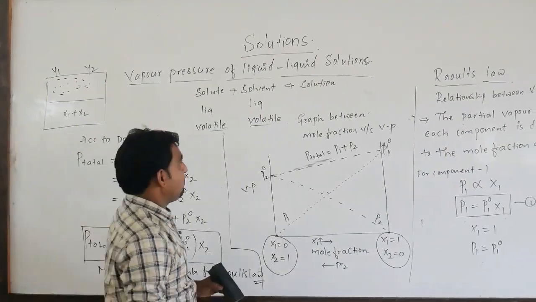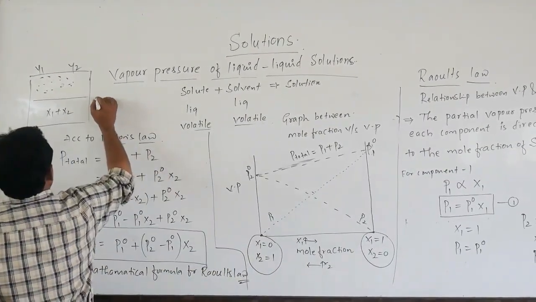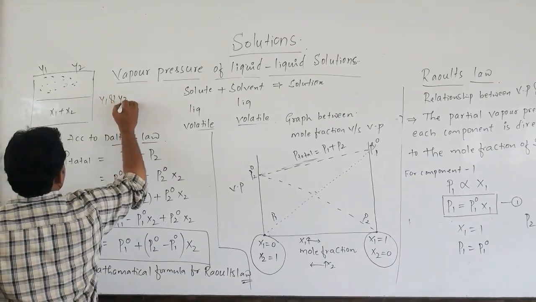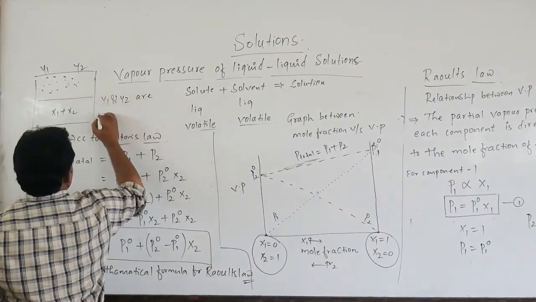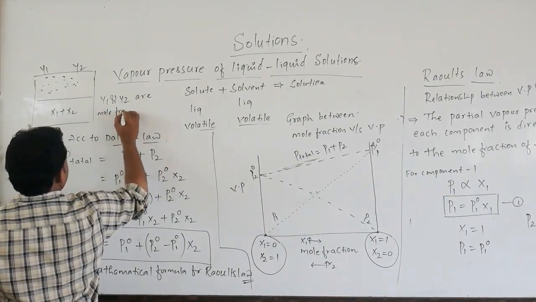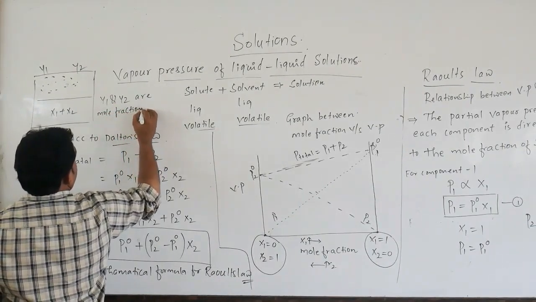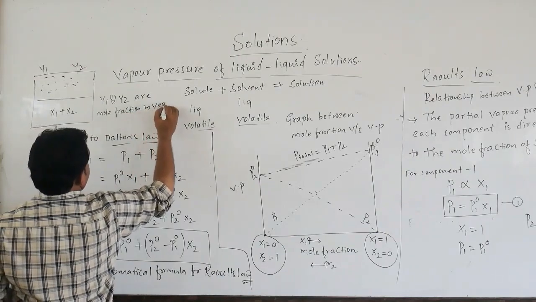You have to remember one more point. So y1 and y2 are mole fractions in vapor phase.